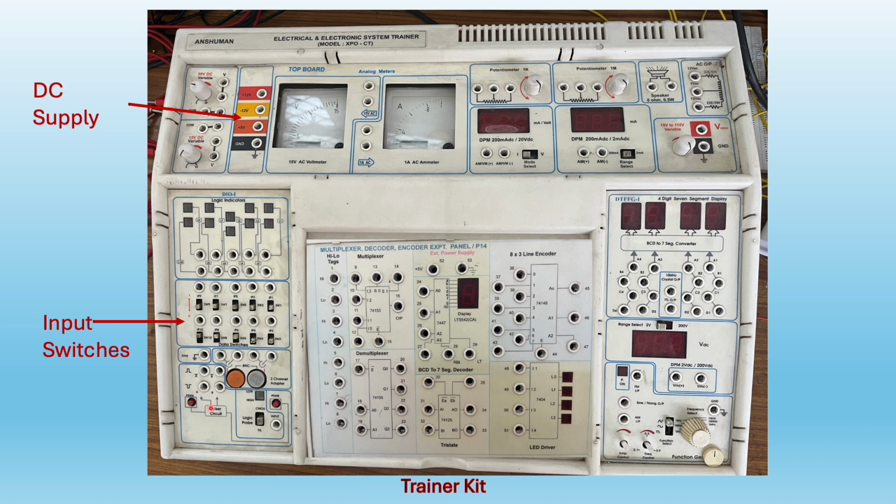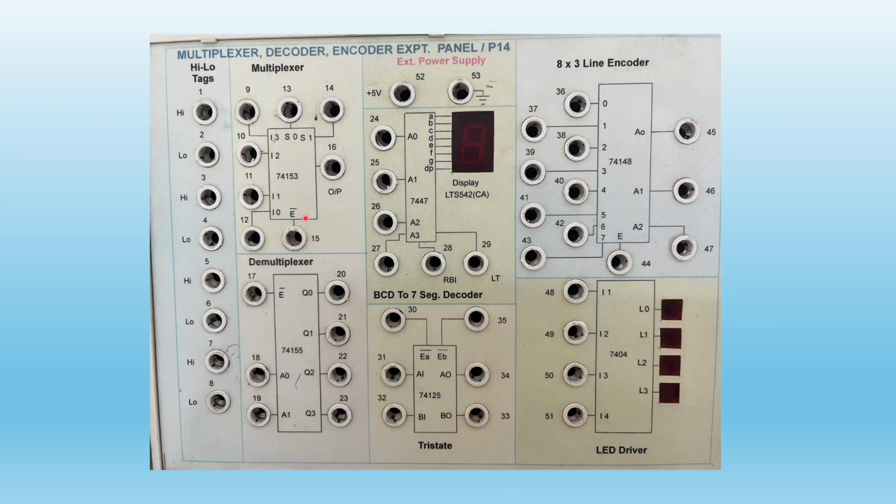Let's see the details of this trainer kit. This trainer kit is having this 4x1 multiplexer. Then we have 1x4 demux IC here. Then we have 8x3 encoder IC here, and we have a BCD to 7 segment decoder here, and this is the LED driver. So all the outputs will be connected to this driver, and these LEDs are used to observe the output of all the given circuits. We'll start with 4x1 multiplexer IC.